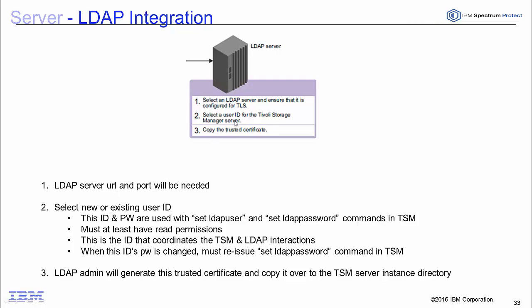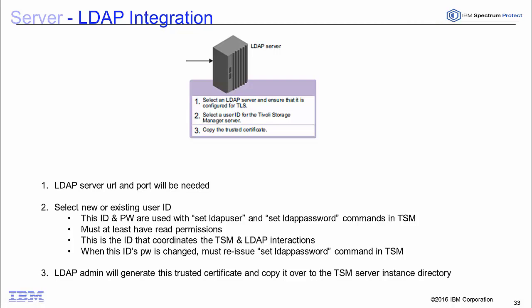Next, you're going to select a user ID that's going to interface with the Spectrum Protect server. This user ID can be an existing one, or you could create one like TSM owner or whatever you want to call it. But this ID and password are going to be used when we do the set LDAP user and set LDAP password commands inside of Spectrum Protect. You have to at least have read permissions. And this is the ID that's going to coordinate between Spectrum Protect and the LDAP itself.